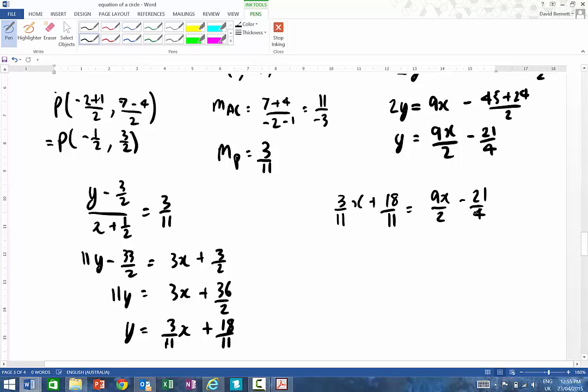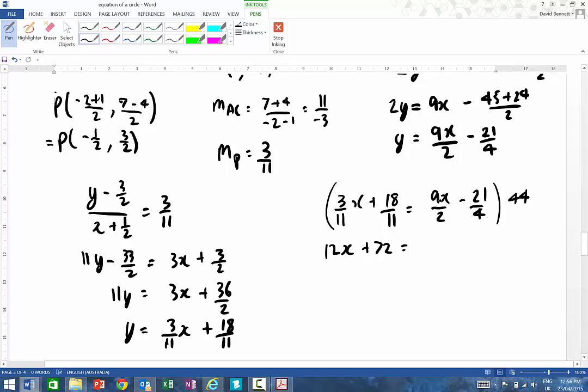Now I don't like fractions, you don't like fractions. So the easiest thing to do is times this all by a number that's going to get rid of all the fractions. The lowest common multiple there would be 44. If I times it all by 44, the 11 is going to cancel out with the 44 and give me 4. So on this side, that's going to be 12x, so I'm timesing each of these numbers by 4, plus 4 times 18 is going to be 72.